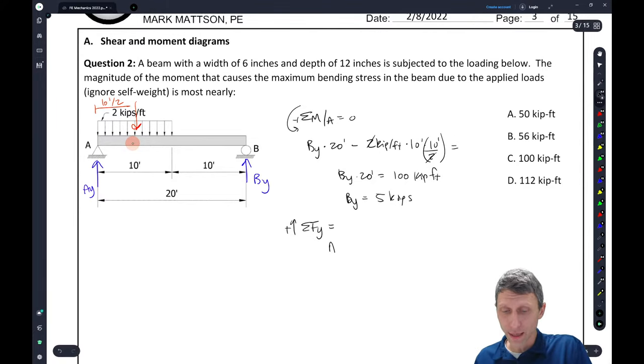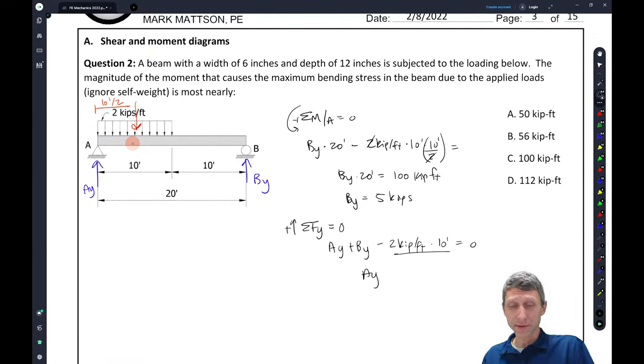So what are we going to do here? We're just going to add AY plus BY minus our 2 kips per foot times 10 feet, and that's going to equal 0. So AY, right, what's the 2 times 10? That's just 20, so it's the difference here. AY is going to equal 15 kips. Okay, so we have our reactions.